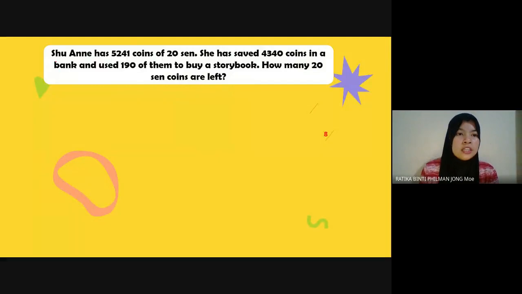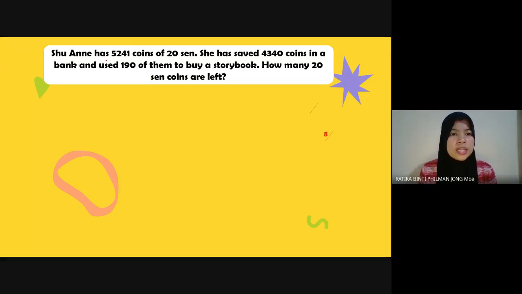Okay, Shu An has 5,241 coins of 20 cents. She has saved 4,340 coins in a bank and used 190 of them to buy a storybook. How many 20-cent coins left? Okay, dah baca. You already do the understand part. Okay, awak dah buat langkah understand tu. So now read again, and when you read again, you need to keluarkan informasi yang diperlukan.